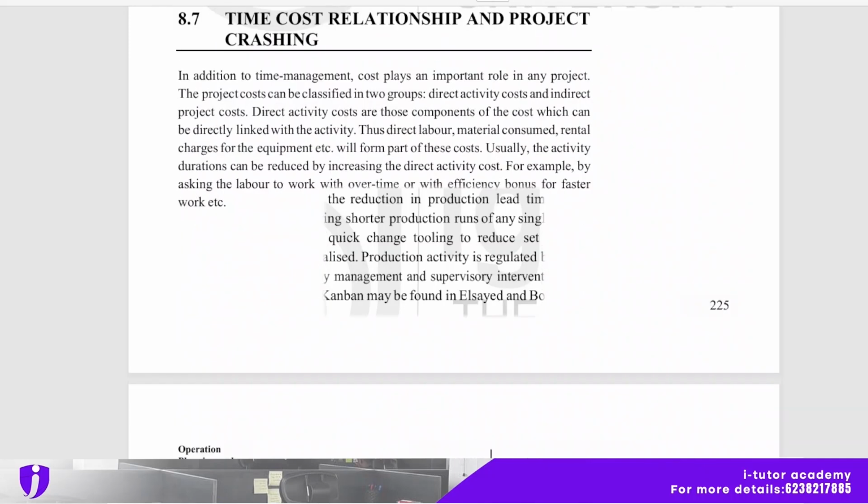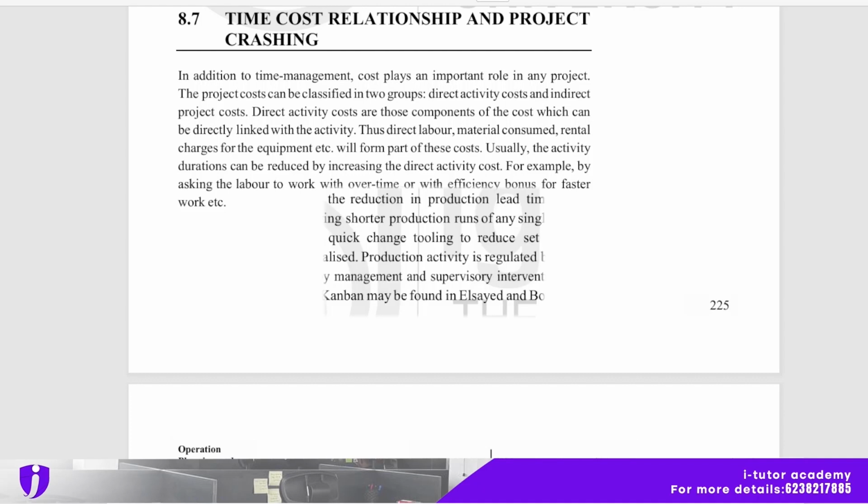The next section is time cost relationship and project crashing. So parallelly use your study material, it will help you understand this video better. Okay, in addition to time management, cost plays an important role in any project. So the project cost can be classified in two groups, that is direct activity cost and indirect project cost. Direct activity costs are those components of the cost which can be directly linked with the activity, and thus direct labor, material consumed, rental charges for the equipment, etc. will form part of this cost.